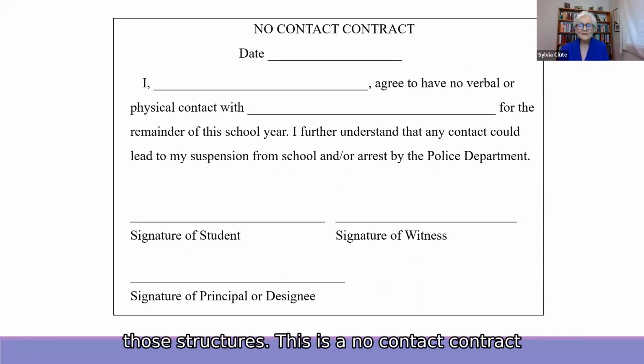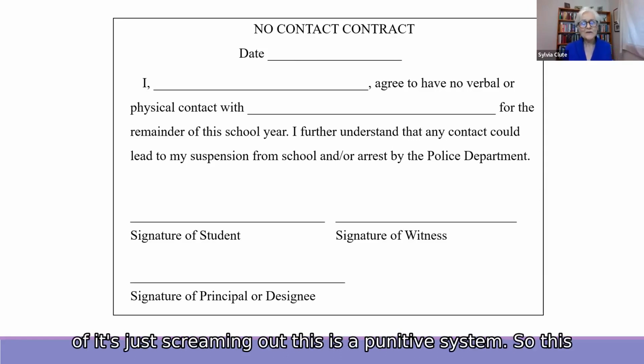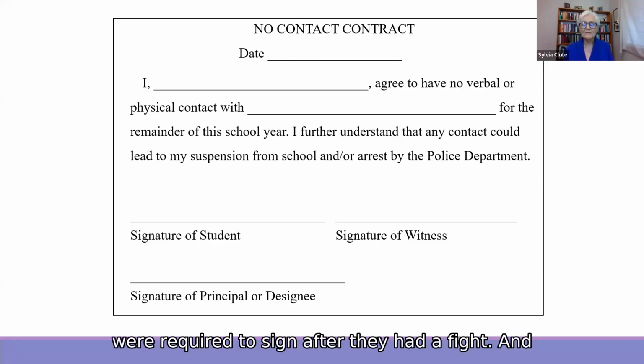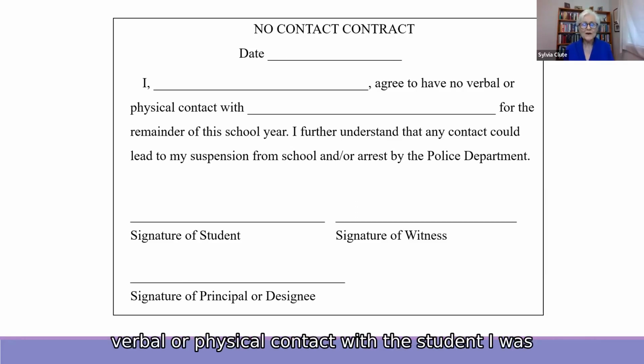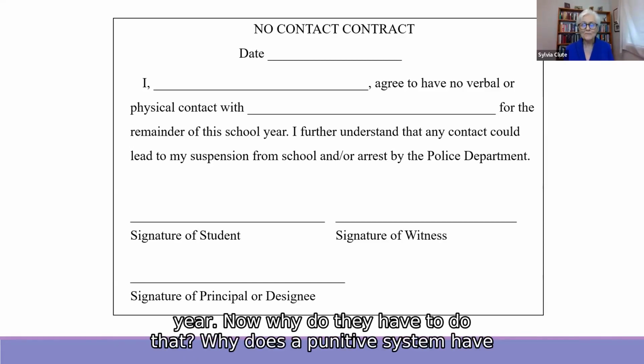This is a no contact contract that was used in the school where I was when kids had a fight. And I love this as an example of, it's just screaming out, this is a punitive system. So this no contact contract, students were required to sign after they had a fight. And it says, I, the student, agree to have no verbal or physical contact with the student I was in the fight with for the remainder of the school year.